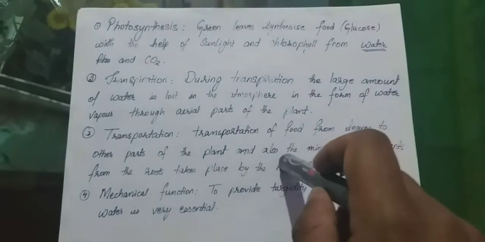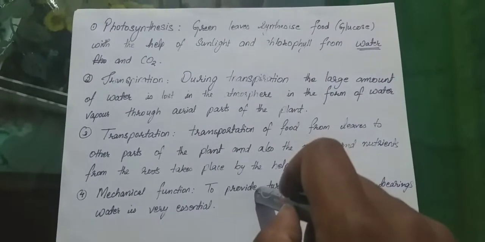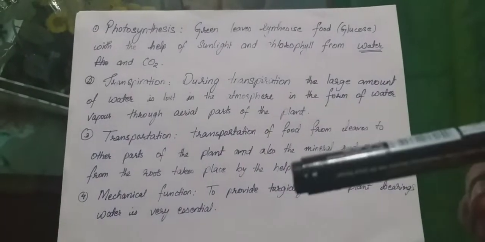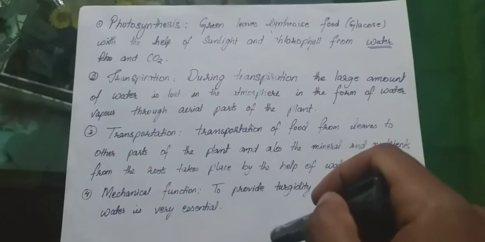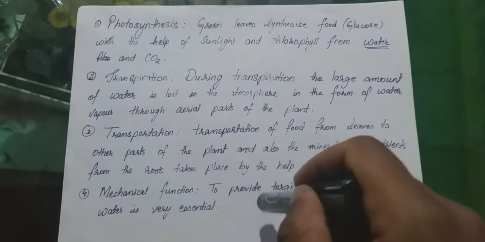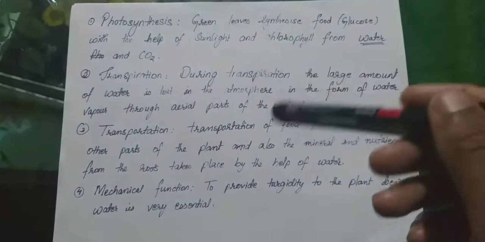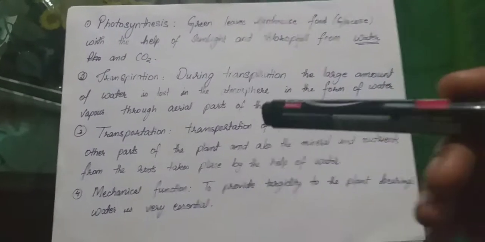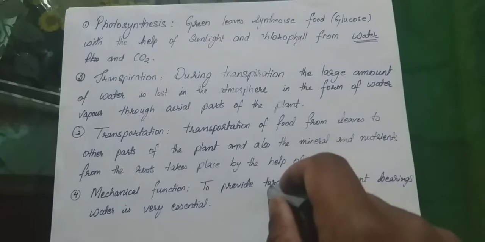In order to maintain the body temperature of the plant. We know the latent heat of water vapor is much more than that of water. So when water is converted into water vapor during transpiration, the body temperature of the plant goes down.